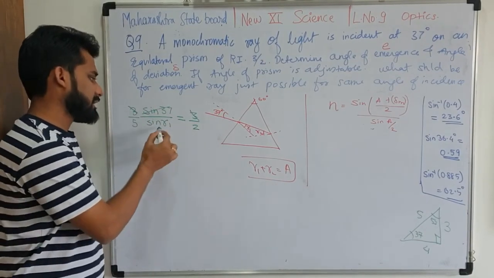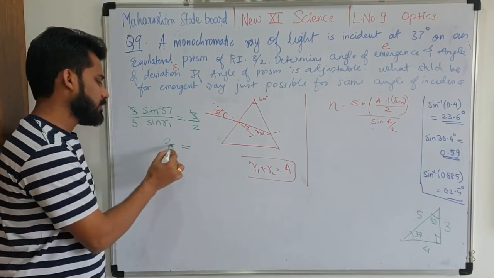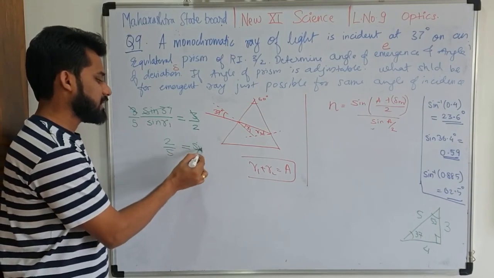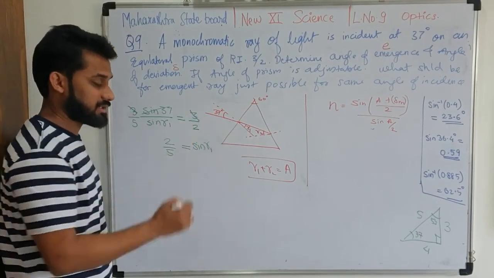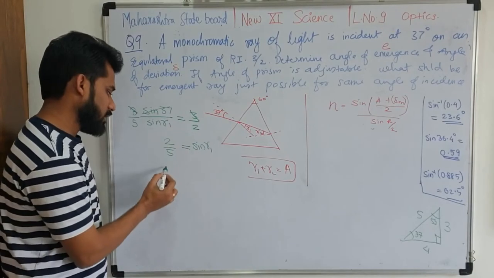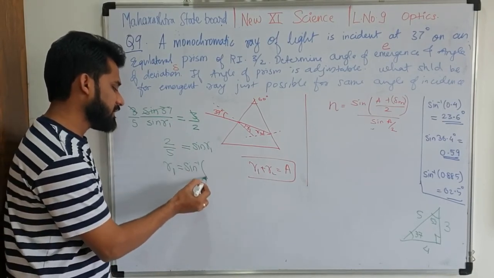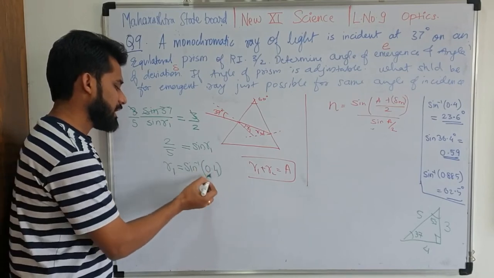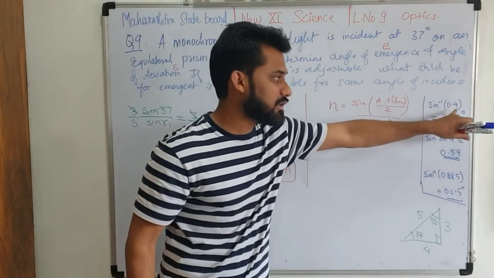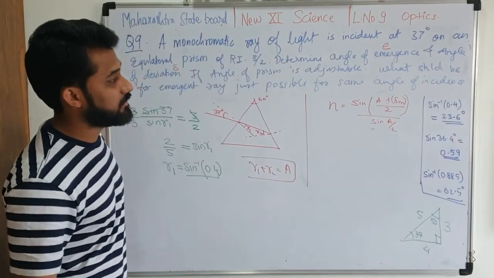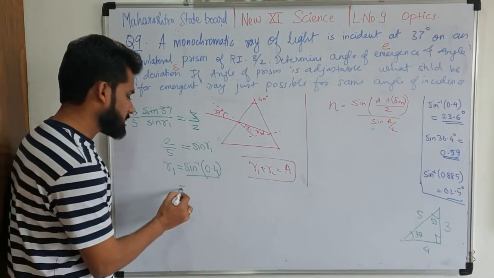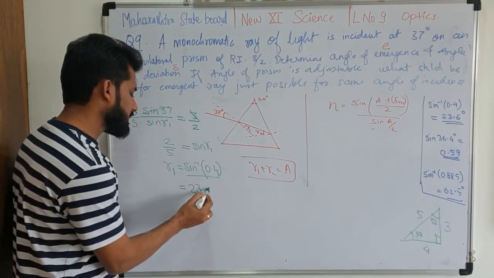3 and 3 will cancel. Cross multiplying, 2/5 will be sine of angle of refraction R1. So taking sine inverse, angle of refraction R1 will be sine inverse of 2/5, which is 0.4. And I have already calculated the value. Sine inverse of 0.4 in log table, if you find its value, it comes out to be 23.6 degrees.